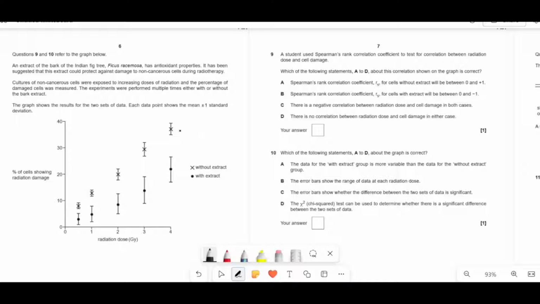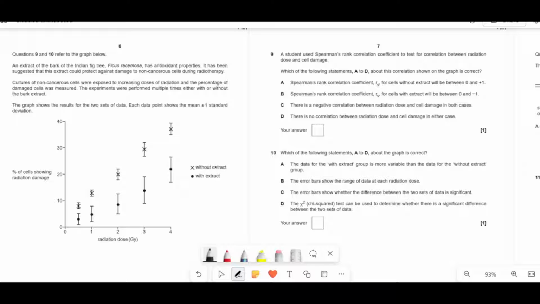Fine. So the standard deviation is the measure of your spread of results around the mean. So can you see how all of these are in the middle? That gives you a hint that it's the standard deviation and it's the spread of the results here. Fine. And then we can see that without extract, as the dose goes up, the percentage that showed damage goes up as well. With extract, it can go up as well.